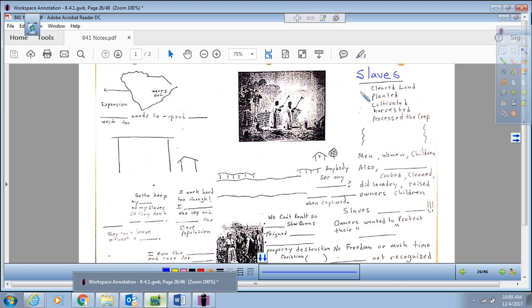They cleared the land. They planted, cultivated, harvested, and processed the crop. Does anybody know about the slave workday? What was it? They worked 6 days per week. That's right, they rested on Sunday. Of course, some of them worked side jobs. And they worked from sunrise to sunset.